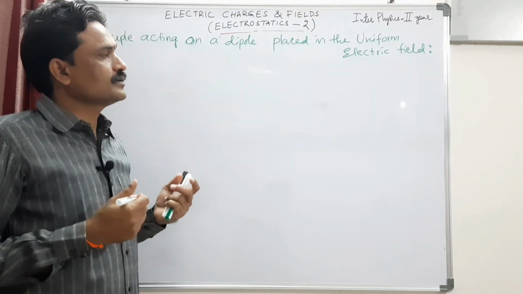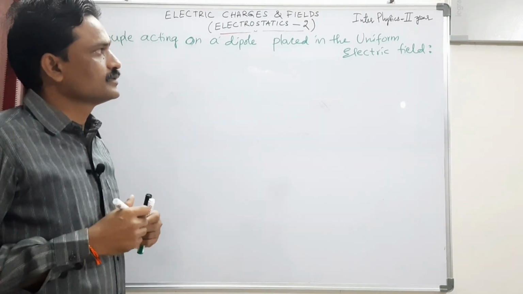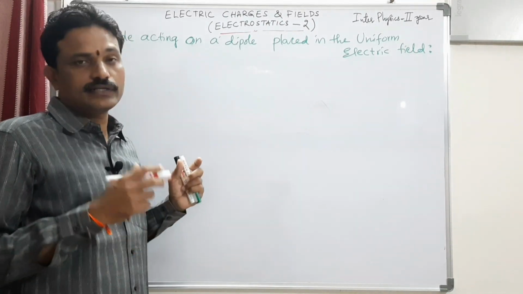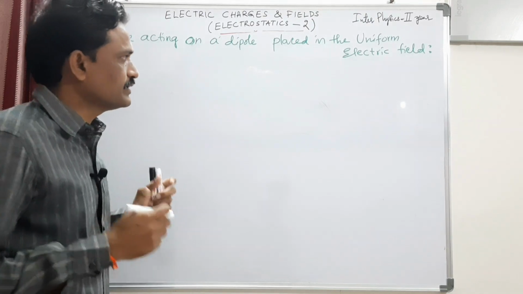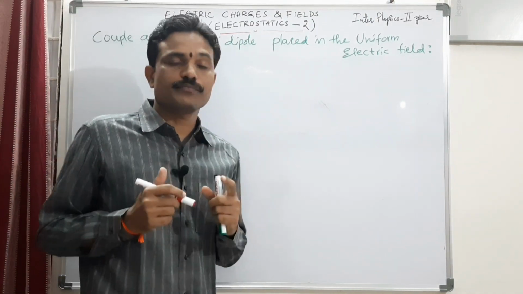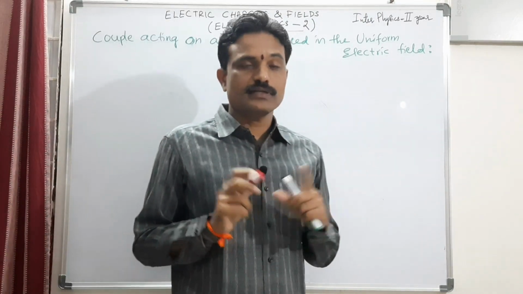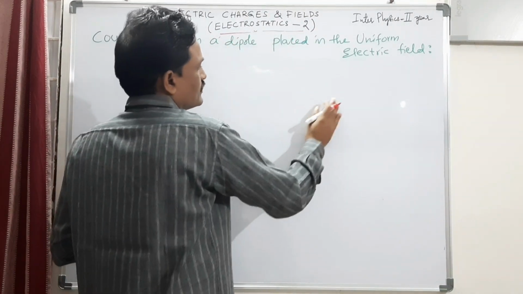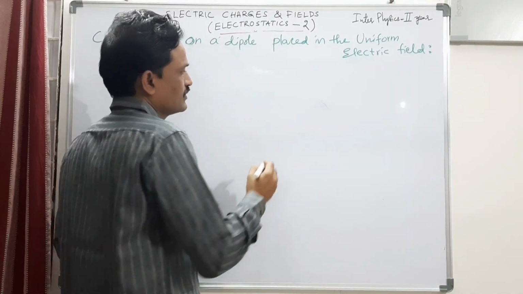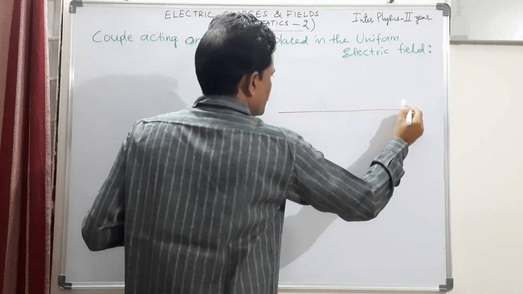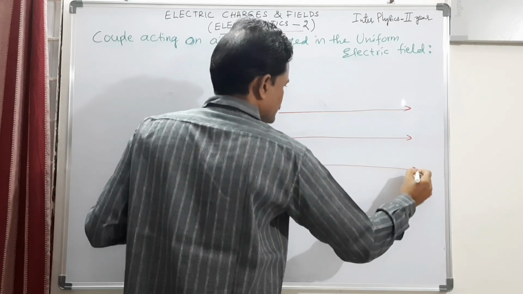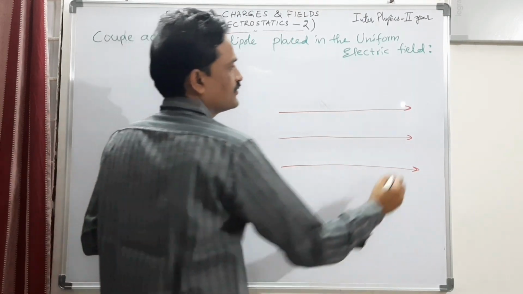What do you mean by a uniform electric field? The electric field in which the magnitude and direction of E, that is the intensity of the electric field, is the same at all the points, then that field is called a uniform electric field. We already discussed in the previous lecture that in the case of a uniform electric field, the field lines are parallel lines. So this is an electric field of intensity E.